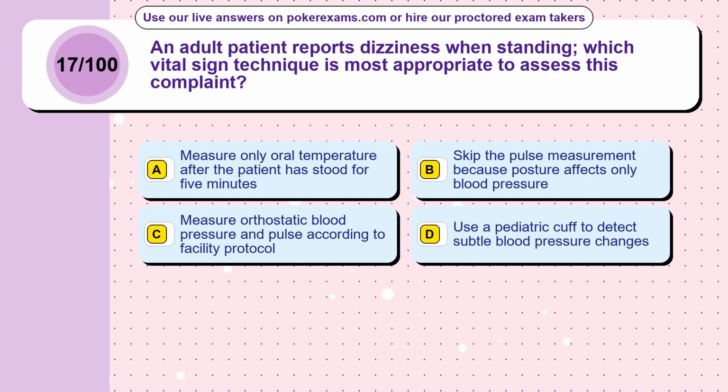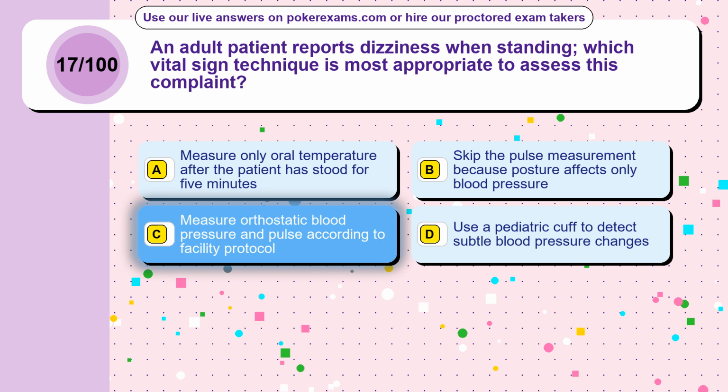Question 17. An adult patient reports dizziness when standing. Which vital sign technique is most appropriate to assess this complaint? Option A. Measure only oral temperature after the patient has stood for 5 minutes. Option B. Skip the pulse measurement because posture affects only blood pressure. Option C. Measure orthostatic blood pressure and pulse according to facility protocol. Option D. Use a pediatric cuff to detect subtle blood pressure changes.